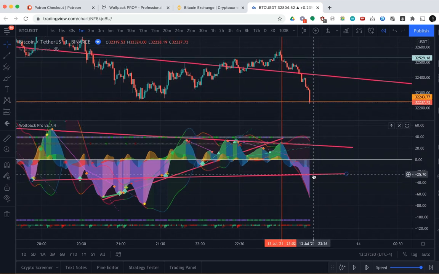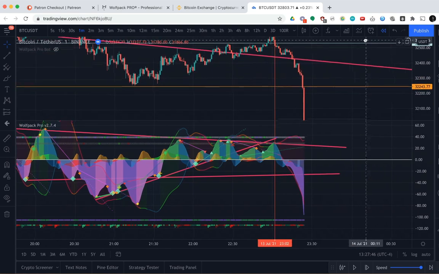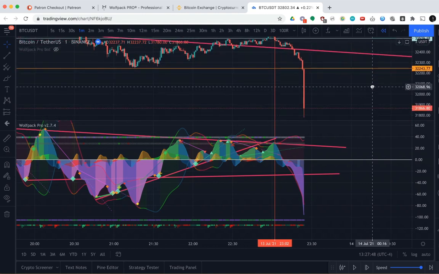The acceleration wave is still coming down. If we see a bullish engulfing candle or any kind of price action that indicates we're going to bounce off this support line, then we'll exit the trade. Nope, oh my God, there you go.